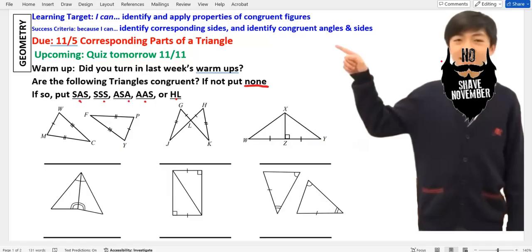Look at these two triangles. They have three labels. Is this a side or an angle? Is a tick mark a side or an angle? Side. Is two tick marks a side or an angle? Is three tick marks a side or an angle? That's side, side, side. So what do we put? Wake up in the back. Side, side, side, right? SSS.